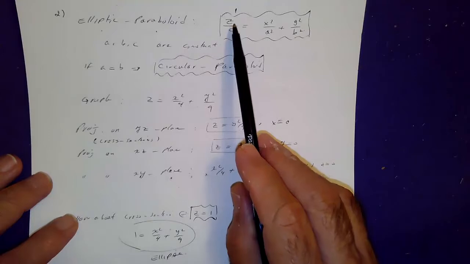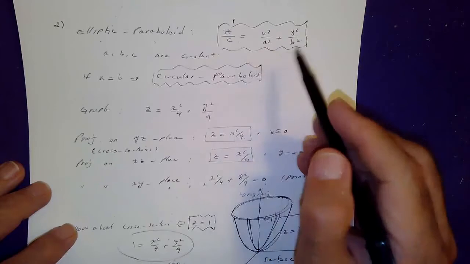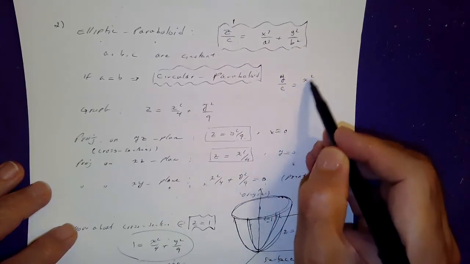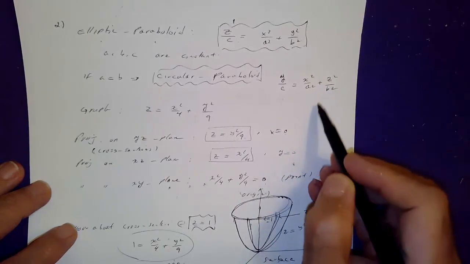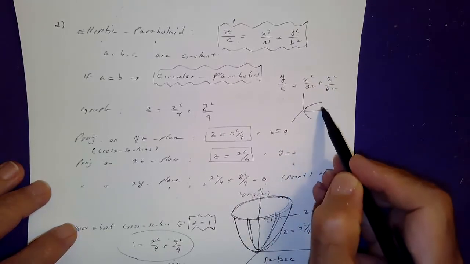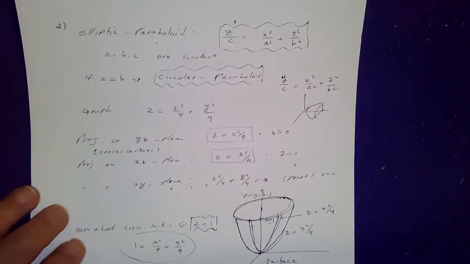Notice, because z had a power of 1, the paraboloid opens along the z-axis. If you had, let's say, y over c is equal to x squared over a squared plus z squared over b squared, then the paraboloid will open along the y-axis, and so on and so forth.